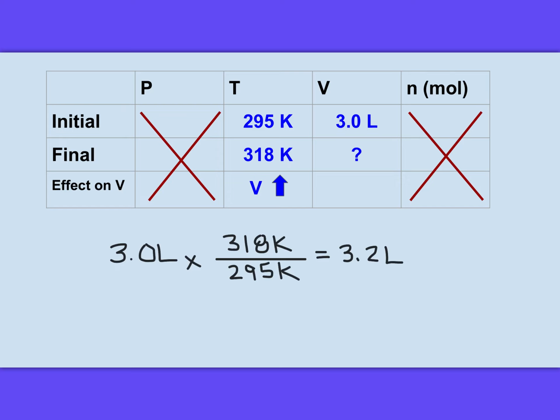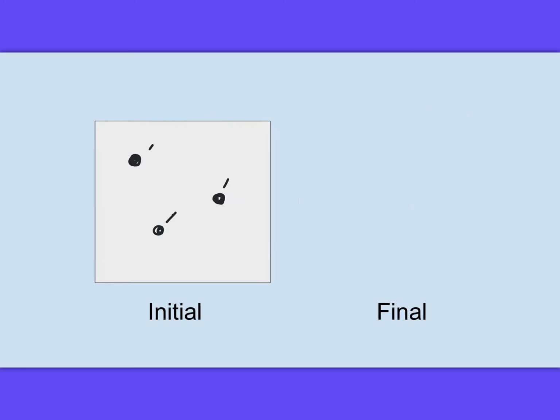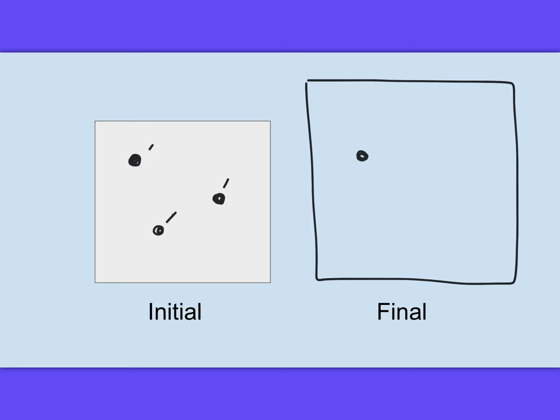If I were to draw a depiction of this phenomenon, here's a picture of my balloon with a couple of gas particles in it that are moving at a fairly slow rate because they're in a cold mall. And now I'll draw that balloon bigger. I'll be sure to put the same number of particles in, but they're moving faster, so I'll give them a few more whooshies. And that's a picture.